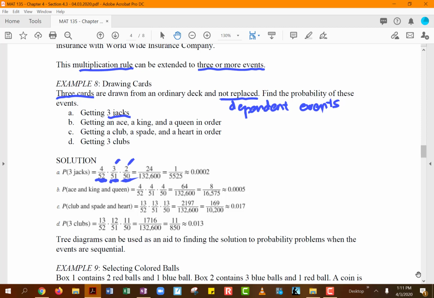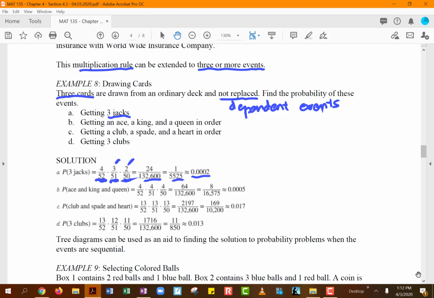So again, same thing, multiply all of them together. You end up getting 24 over 132,600. Reduce that fraction, 1 over 5,525. And again, as a decimal, round to the first non-zero number, and you get 0.0002, right? So this would basically be, doesn't matter what cards you are drawing, remember that total amount of your deck will keep going down, and then depending on what the cards are, the numerator will change based on that.